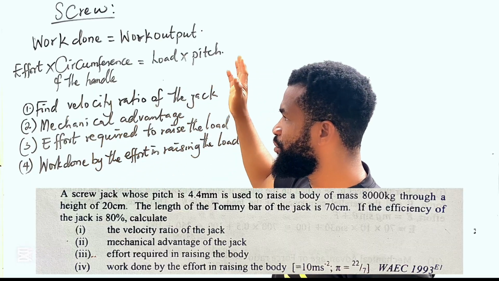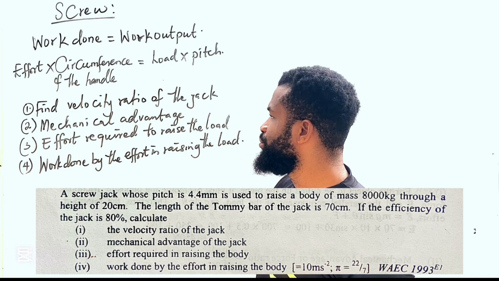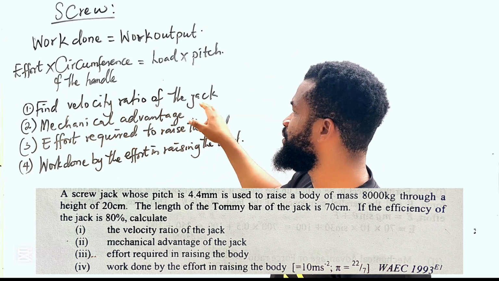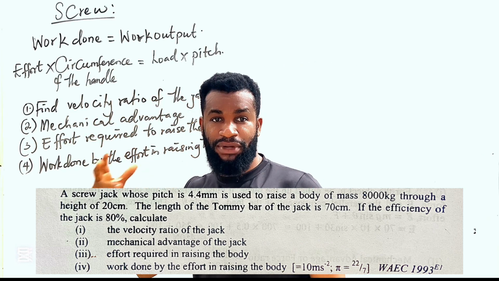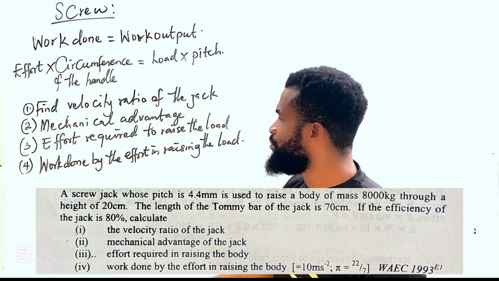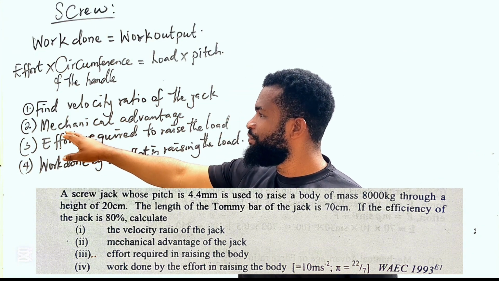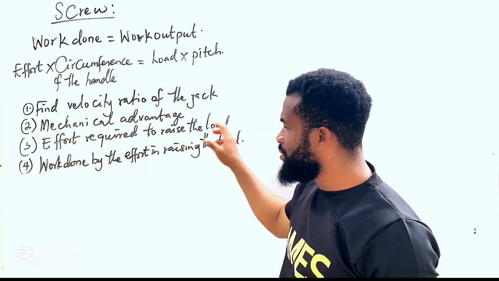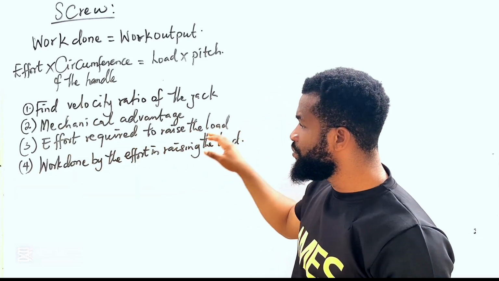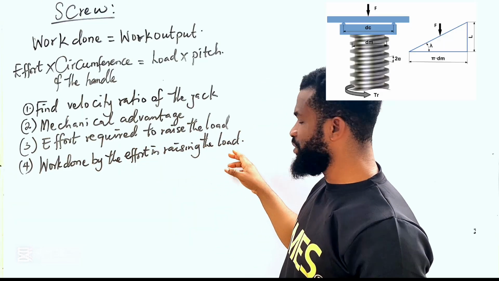I'm going to paste the question on the screen, but what you are asked to do is to find the velocity ratio of the jack, because you are dealing with meshing and that is under screw. Another one is we are asked to find the mechanical advantage, the effort required to raise the load, and the work done by the effort in raising the load.